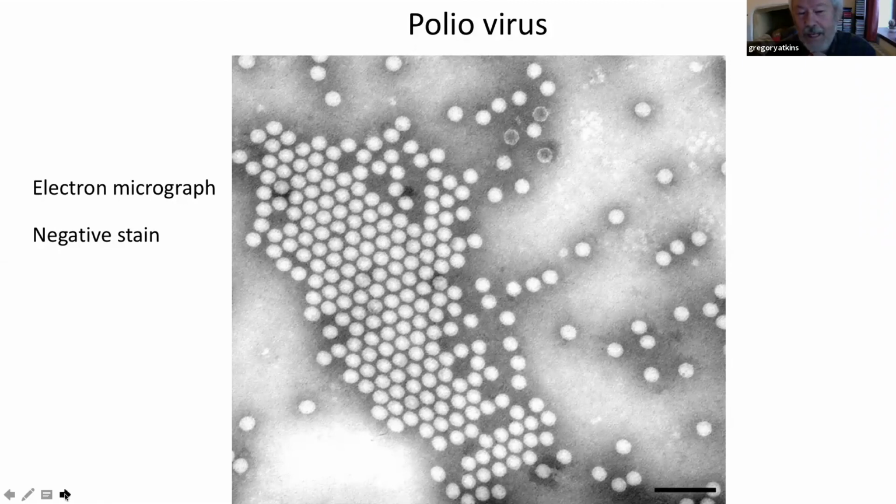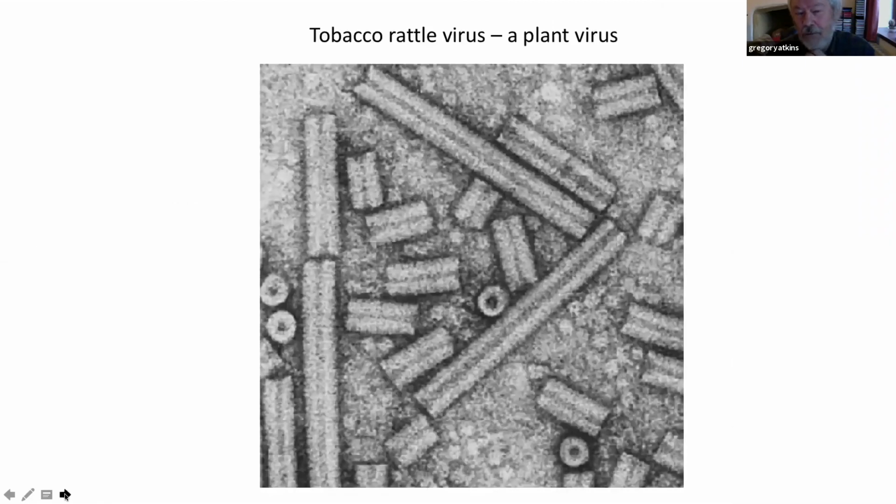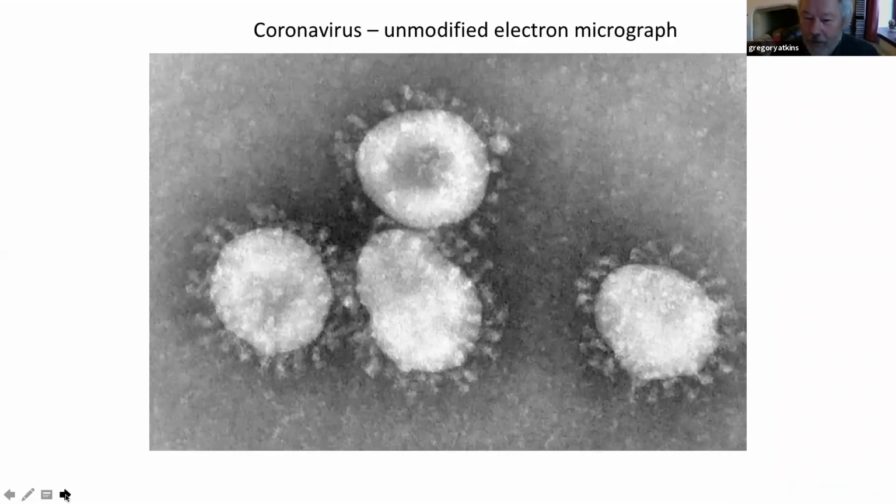This one has helical symmetry. It's a plant virus called tobacco rattle virus. And you can see the structure here. It has a hole in the middle, and this helical structure contains the virus RNA in this case. Here's a coronavirus, and you can see it's showing up the envelope. And that's why it's called a coronavirus, because this envelope has this sort of circle of spikes in it. And that's what gave it its name.